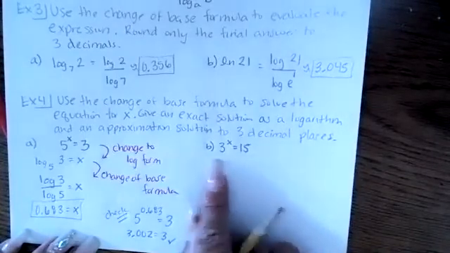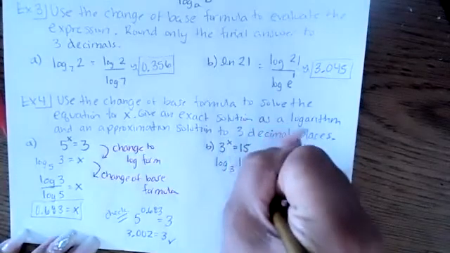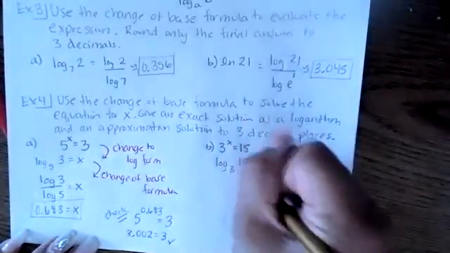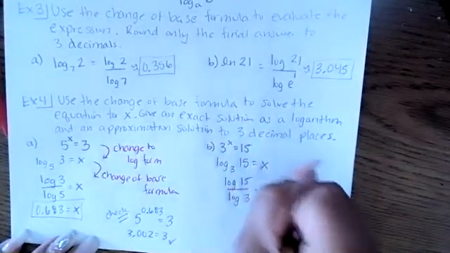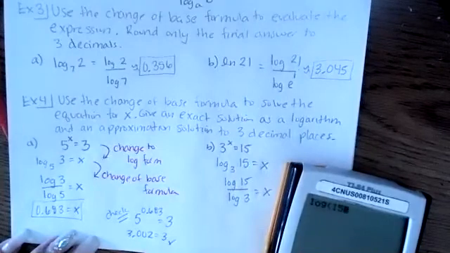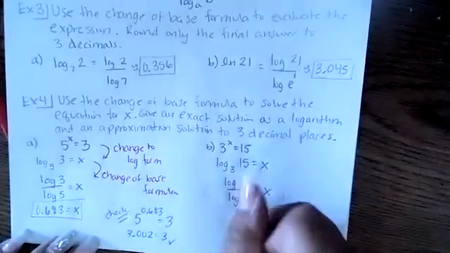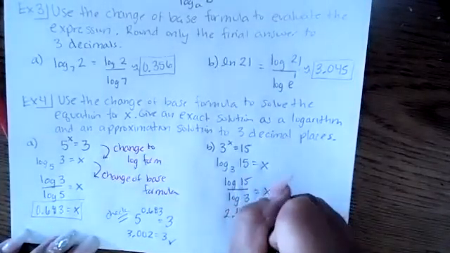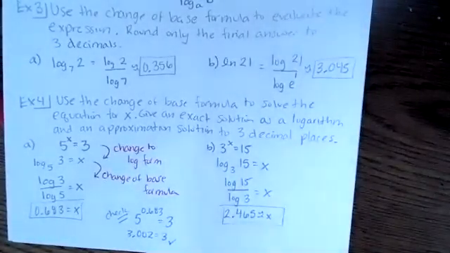So let's change this to the logarithm form. So this is going to be log base 3 of 15 equals x. I'm going to do the change of base now. So this is log 15 divided by log 3. And I get 2.465 because that 9 is going to make that round up. 2.465. And that concludes our notes.